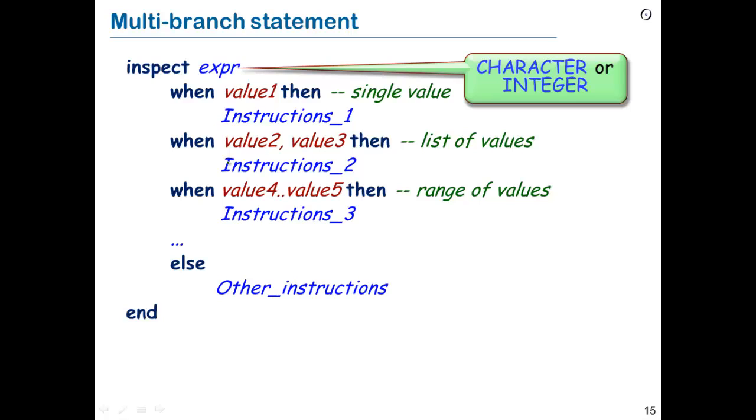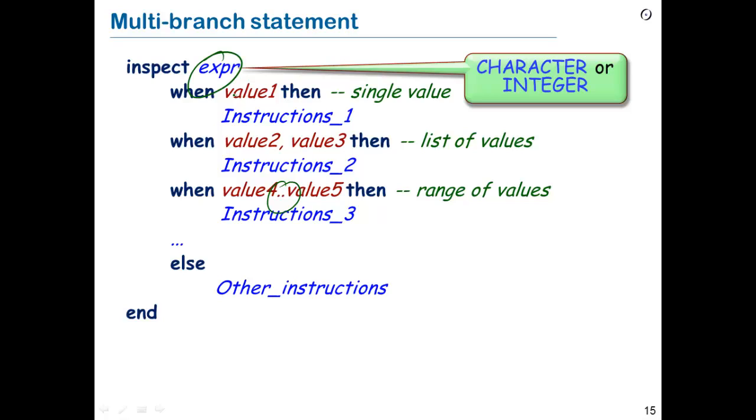And I think the syntax is self-explanatory. When value 1, you can also list several values. You can also list an interval. This notation here with a double dot means interval, that is to say anything between value 4 and value 5. And so what this says is execute the first branch for which the value of expr is one of the corresponding values. Well, what I said would be true if the order were really significant. In fact, it doesn't matter because it is required with the inspect instruction that all the values be disjoint. So the order doesn't matter.